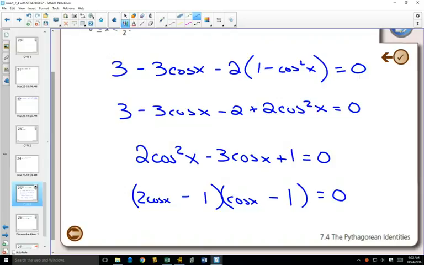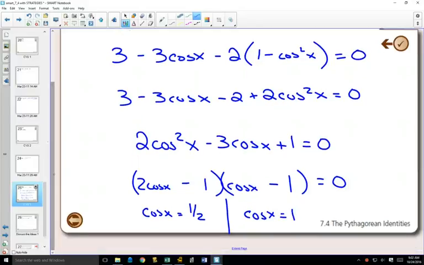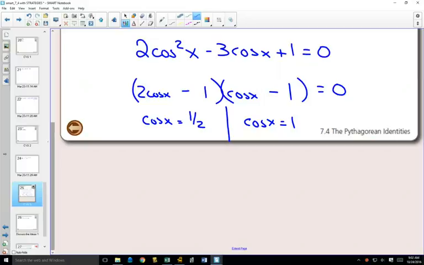And so now what do we have? We've got that cos x could equal a half, or cos x could equal 1. Are those on our pie plate? Yes. When is cos a half? Pi over 3, and that would be in quadrant 1 and quadrant 4. And when is cos x equal to 1?